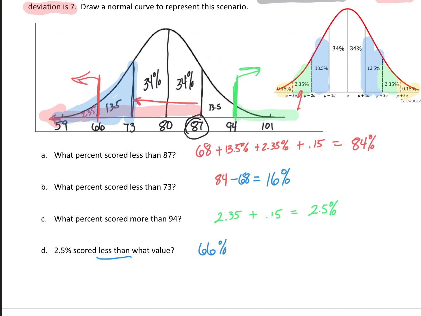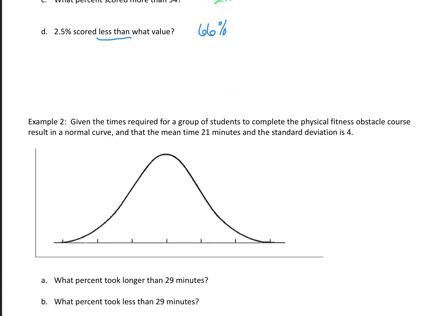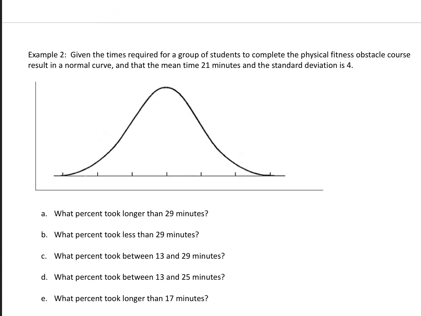Your bell curve does not change. So if you happen to memorize these values, like the other one being up to 84%, the values above the second deviation is 2.5, you're welcome to memorize those because they will not be changing.